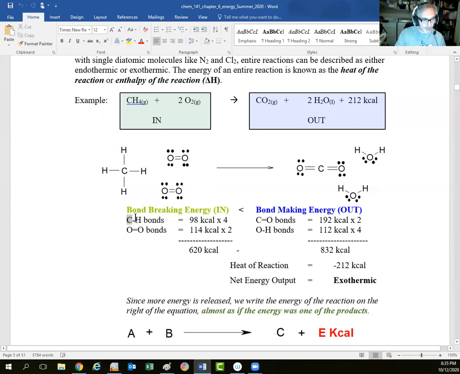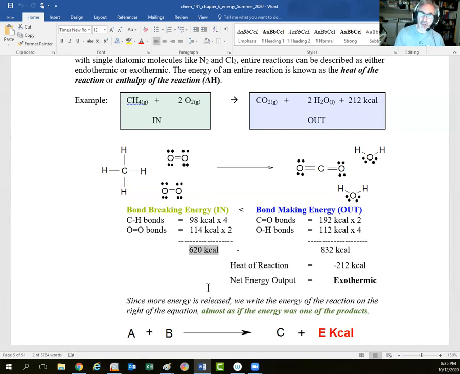For every mole of carbon to hydrogen bonds, that needs to absorb 98,000 calories of energy. And with methane, we've got 1, 2, 3, 4 moles of those bonds to break. With oxygen molecules, it takes 114,000 calories of energy each time to break a mole of these bonds. With 2 moles of oxygen, that's twice the energy. So the total energy required to break the existing bonds is 620,000 calories.